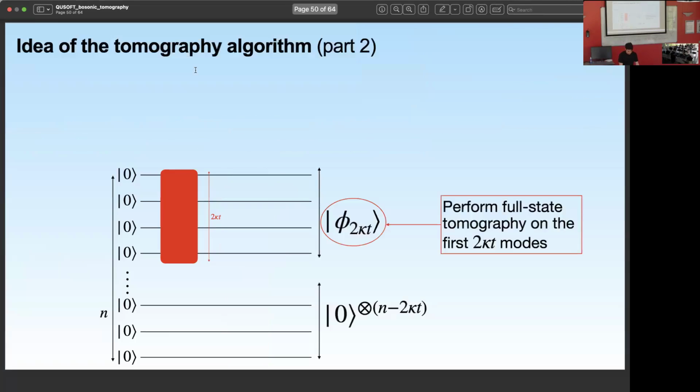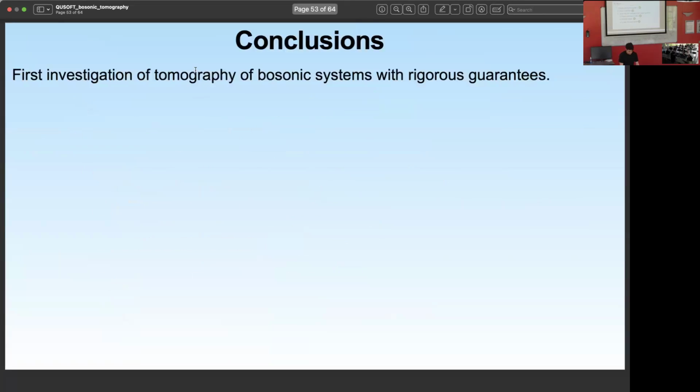Okay. So this is the conclusion. In our work, we made the first investigation of tomography of bosonic systems with rigorous performance guarantees with respect to trace distance. This is important because when experimentalists do tomography of bosonic states, they usually approximate the so-called phase space function, like the Wigner function or stuff like this. We don't do approximation on the phase space, but we have guarantees on trace distance error.